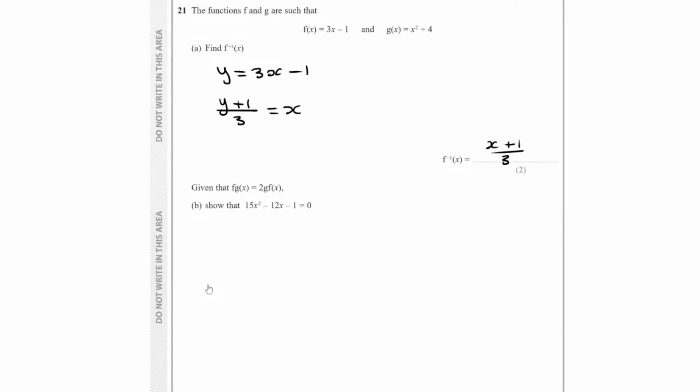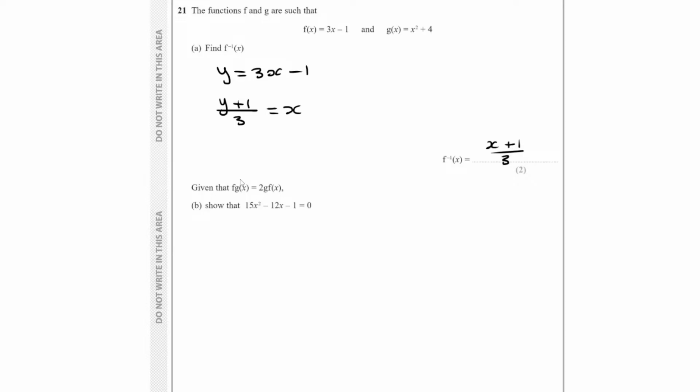So, I don't know if you can still see that. The functions, they've given us an equation now, so this is like using equations. They said, given that f of g of x is equal to 2 of g of f of x, show that we get this equation. So basically you want to create this equation with your functions and then rearrange it to get what they've got.